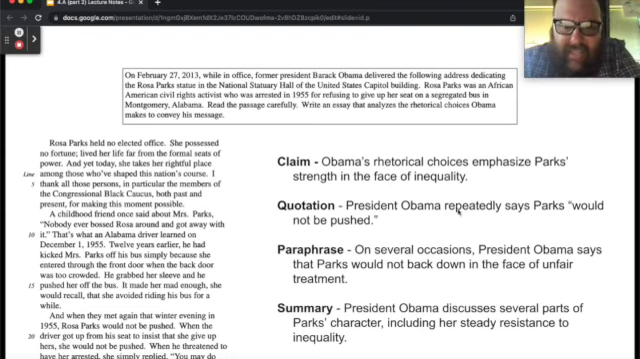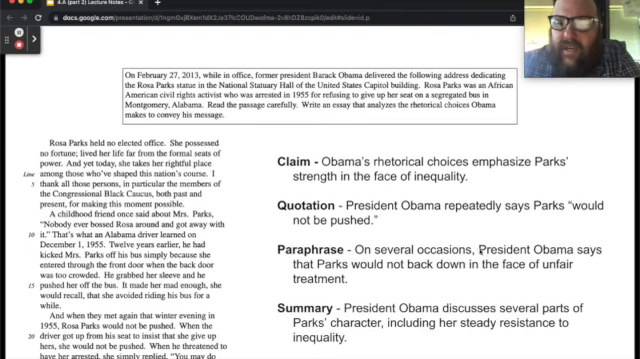Notice I didn't just take a sentence and drop it. I introduced it by saying President Obama repeatedly says Parks, quote, right? Here's a paraphrase of the same idea. On several occasions, President Obama says that Parks would not back down in the face of unfair treatment. Notice, I'm saying the same thing. Parks would not be pushed. She wouldn't back down. Same idea, right? And I changed the structure a little bit.